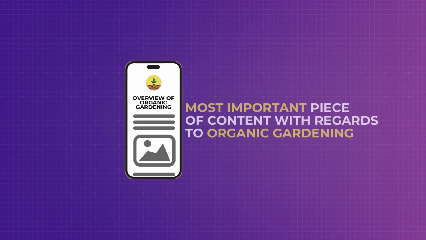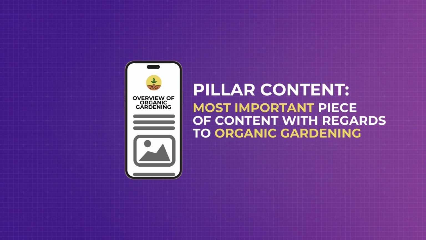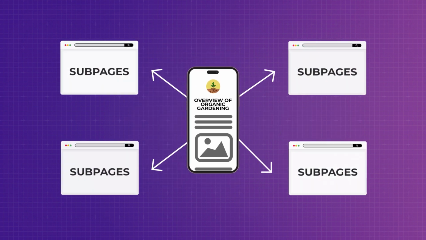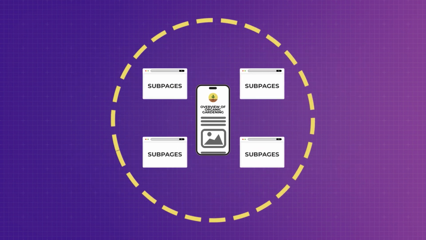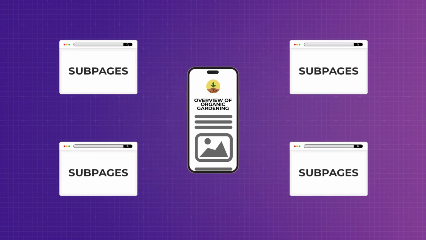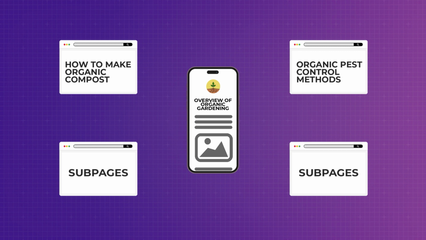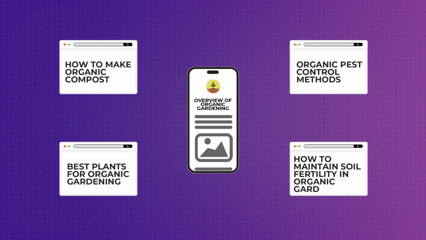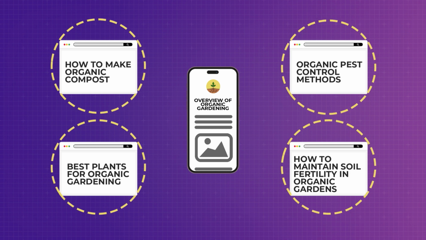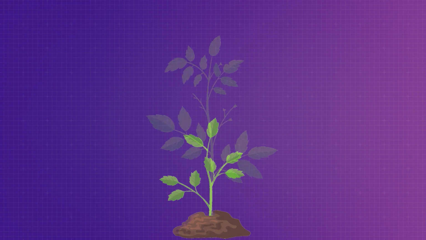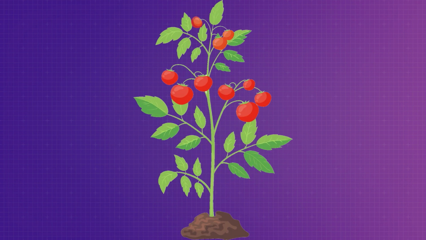In this context, this is the most important piece of content relating to organic gardening. Then we have the subpages, or you can call them a cluster of content that are more specific articles that delve into various aspects of organic gardening. For instance, you might have subpages about how to make organic compost, organic pest control methods, best plants for organic gardening, and how to maintain soil fertility in organic gardens. Each of these subpages provide in-depth information on a specific topic related to organic gardening. And anyone consuming all this information would turn from a beginner to an expert in organic gardening, less the experience.